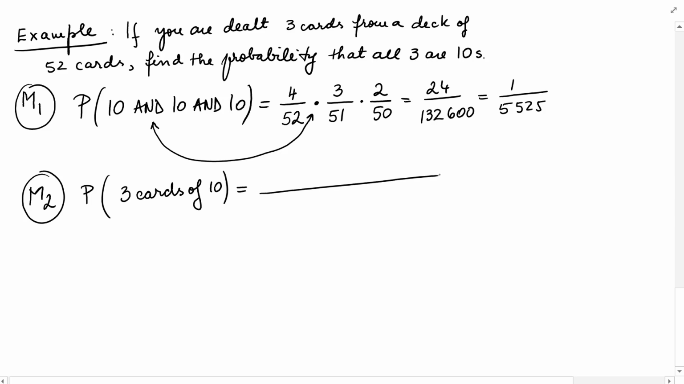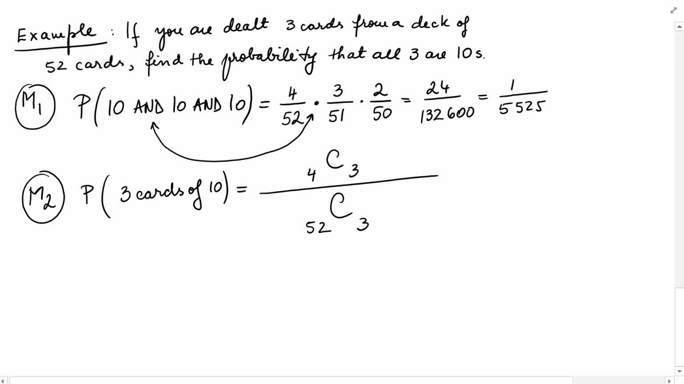Well, let's discuss the denominator. The denominator is all the possibilities, all the combinations that we have from drawing 3 cards out of 52. It's combination of 52 taken 3 times. And now all the combinations that we have for drawing 3 cards of 10 out of 4, it's combination of 4 taken 3 times.